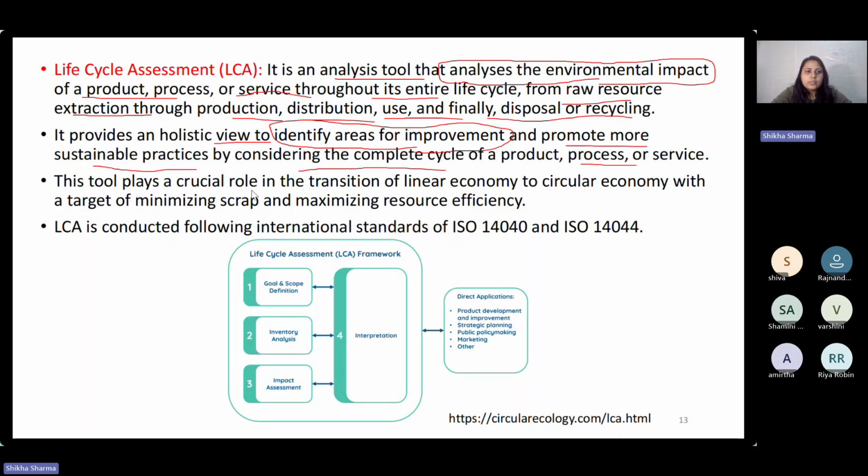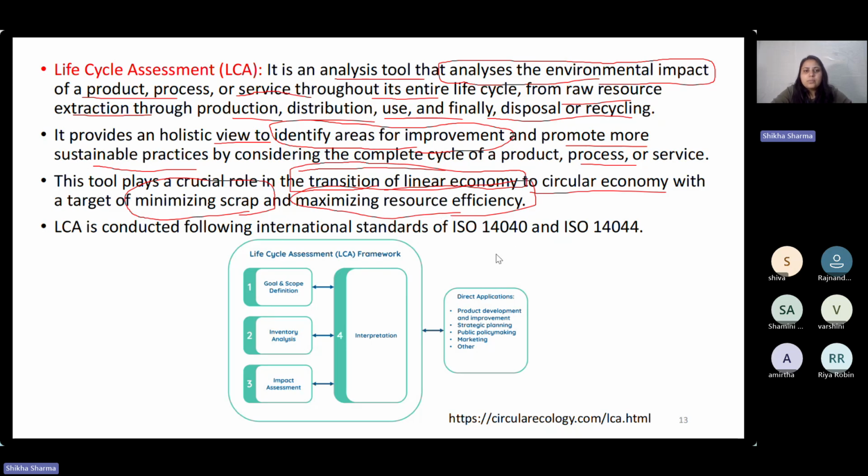This tool also helps in the transition from the linear economy to the circular economy. When we do the LC analysis, it helps in how we can reduce the impact. It promotes the circular economy concept, in which minimizing waste and maximizing resource efficiency is our goal.